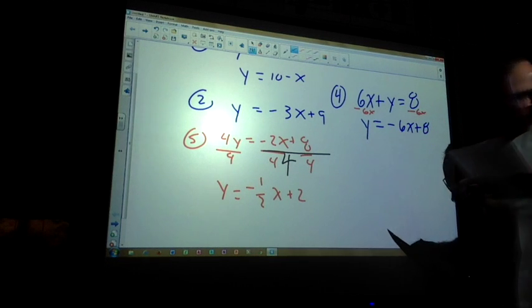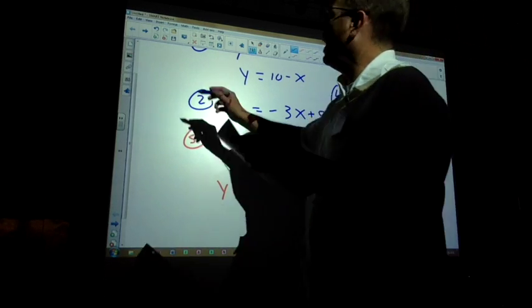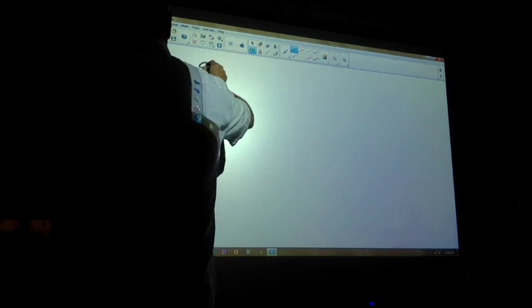All right, I think I'm ready to move to the next board. Can I do that? All right, solving for y, number 6. Let's see, solving for y. My first step is this.